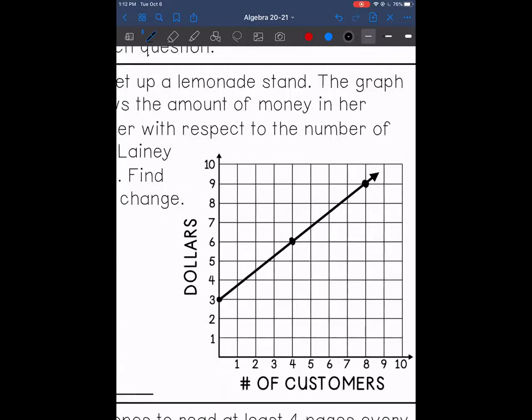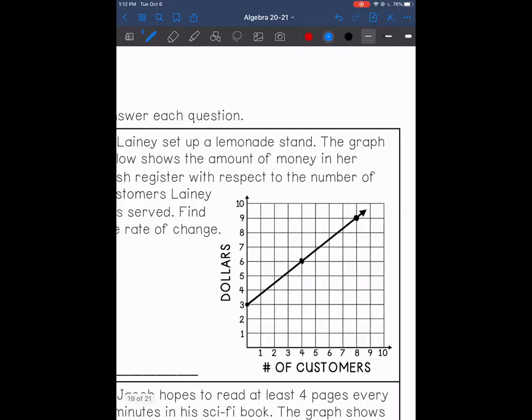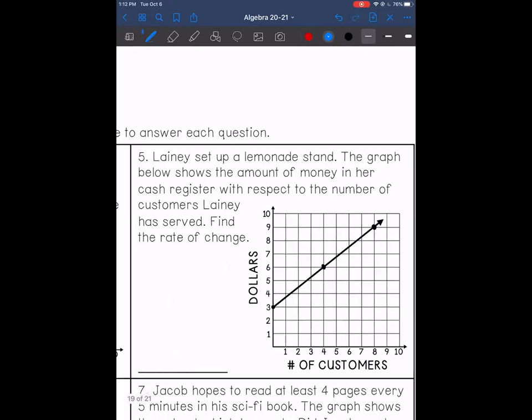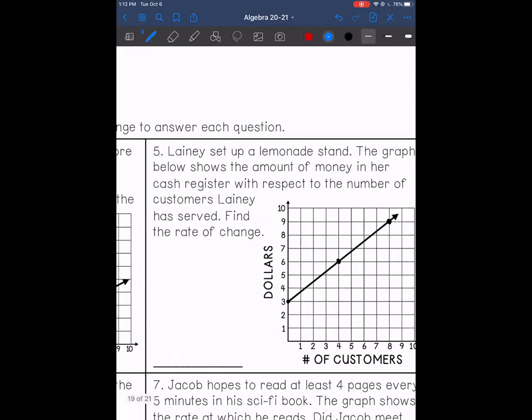Okay, so I'm going to pick a different point. I guess I should read the question. Lainey set up a lemonade stand. The graph below shows the amount of money in her cash register with respect to the number of customers Lainey has served. Find the rate of change. So we're just finding slope. Remember, every time we see rate of change, that is slope.